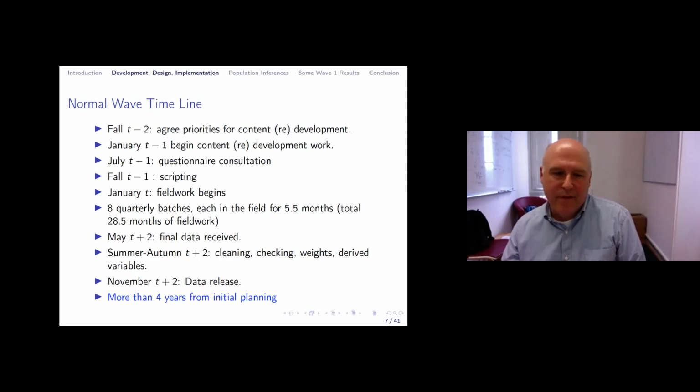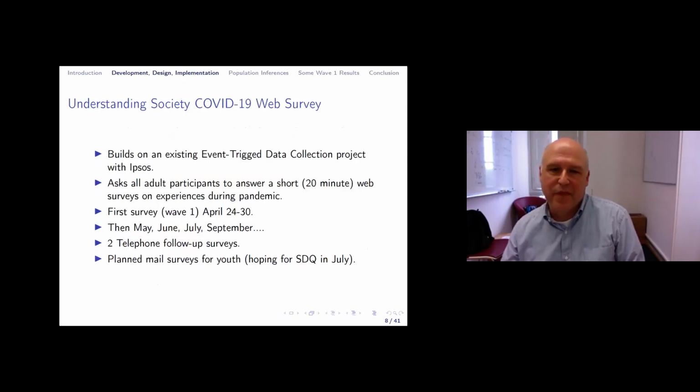So for wave 12, which began in January of 2020, we get our final data in May of 2022. Then we spend the summer and autumn cleaning, checking, deriving weights, creating derived variables. And the data are released through the UK Data Service in November of T+2. So that'll be 2022 for wave 12. So from initial planning to data release for us is normally more than 4 years. Okay, so I just want to put that in context.